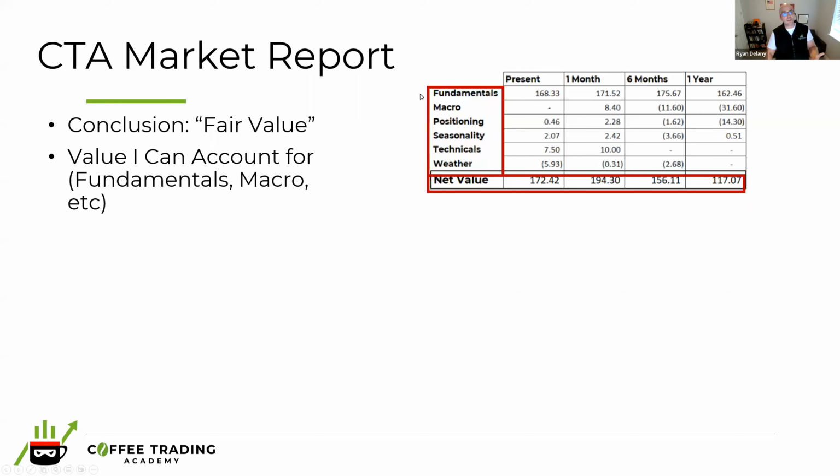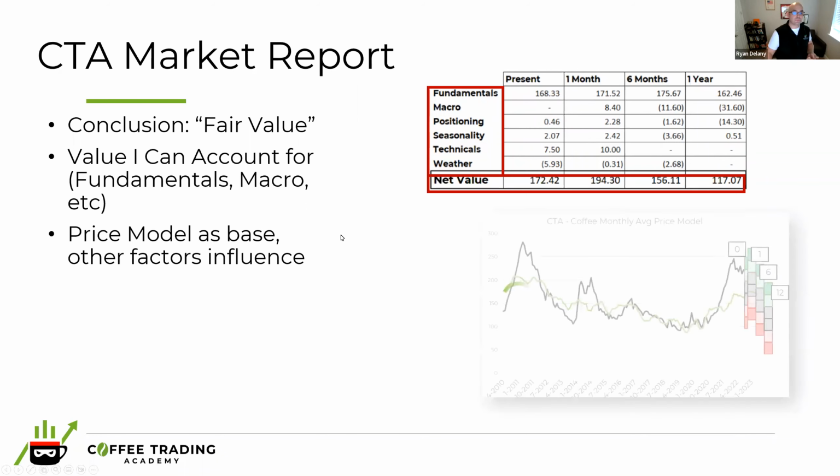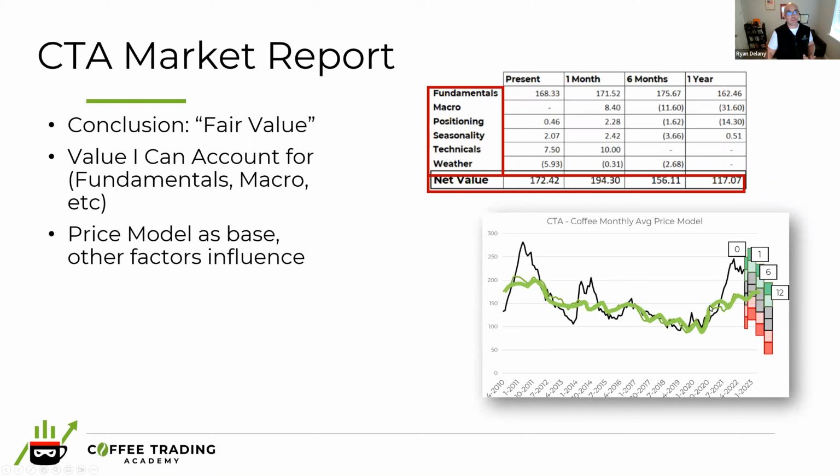But our methodology is to divide the fair value into these six categories: fundamentals, macroeconomic environment, positioning, seasonality, technicals, and the weather, and assign a cents per pound valuation to each of them. So the fundamentals here, that's derived from our price model, which we saw is in turn derived from stocks and stocks to use ratios. That gives us a cents per pound fair value valuation. Then we use regressions for each of these different categories to get cents per pound impacts to deviate from that valuation. So here you can see our price model. That's the base. And then we move our projections either up or down based on the impact of these other categories.